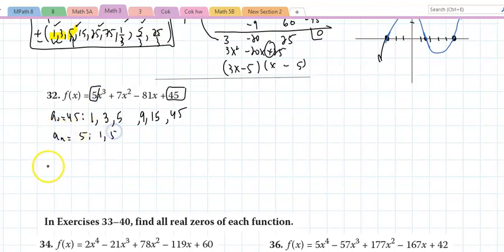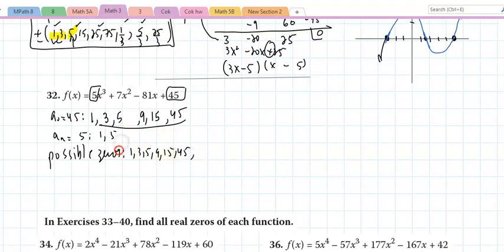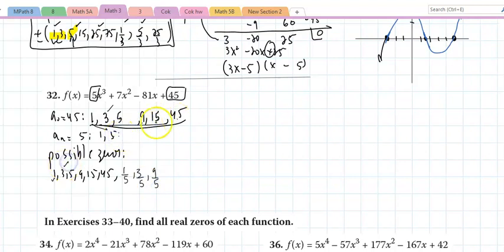The factors of 5 are 1 and 5. So the possible zeros would be all of this divided by 1: 1, 3, 5, 9, 15, and 45. And let me list that underneath so they fit. And if I take all of these divided by 5, 1 divided by 5 is 1/5. 3 divided by 5 is 3/5. But 5 divided by 5 is 1, it's already there. 9 divided by 5. 15 divided by 5 is 3. And 45 divided by 5 is 9. So those, plus or minus.